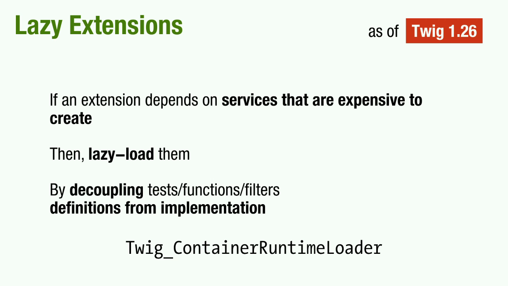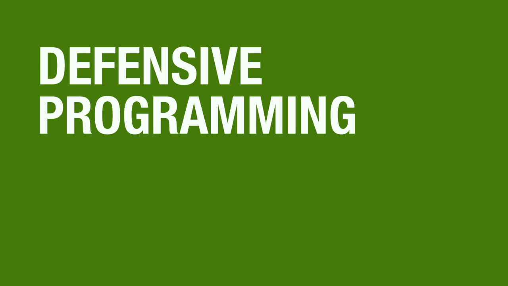So what you can do as of Twig 1.26 is decouple the definition from the runtime implementation. If you do that, the runtime implementation will only be included and the dependencies will be created only if you are using some of the things defined in the extension. You can have a look at the Symfony code base for some examples.